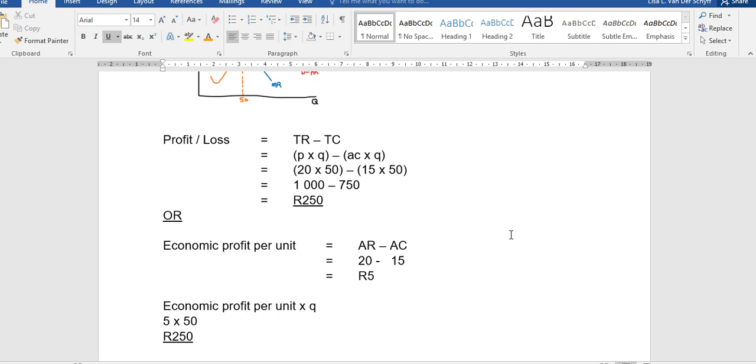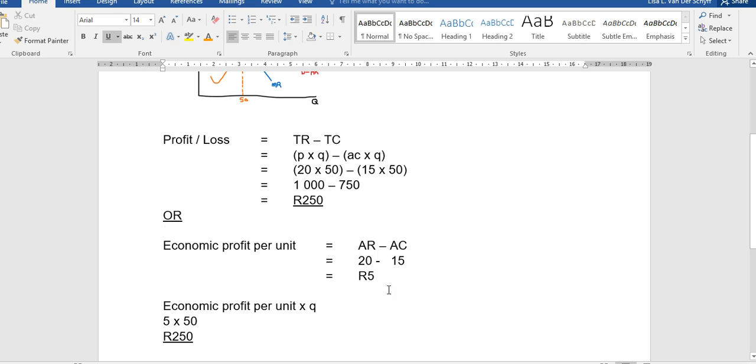All right, so you can choose either to do it like this, or separate total revenue, separate total cost, and then minus, or you can do this method. Both of them should give you the same answer. In the exam, you don't have to show both. You're going to choose the one that you are more comfortable with. Just again, the risk of using the second method is that if you stop here at economic profit per unit and you don't do the second step, then you're only going to get half the marks.